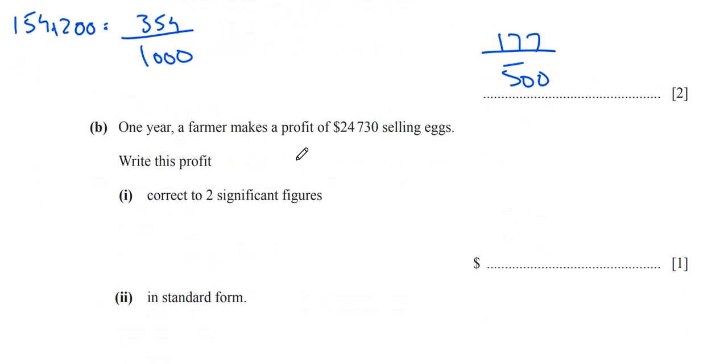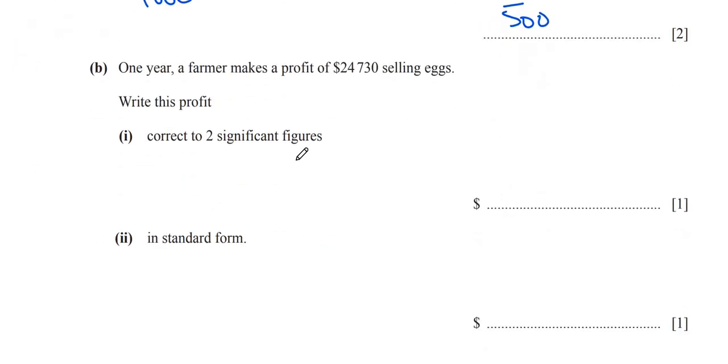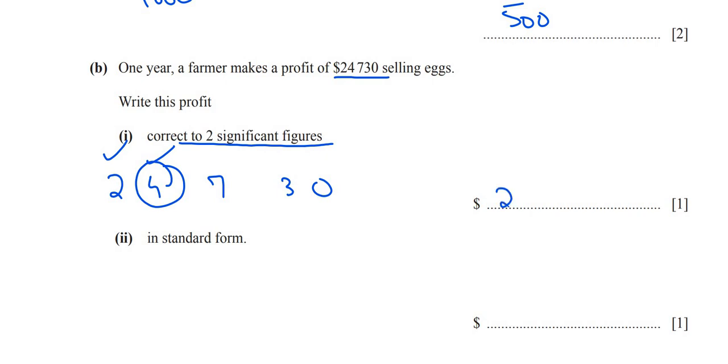So 354 divided by 1000 is 177 upon 500. Moving on to the next part, it says that one year a farmer makes a profit of 24,730 selling eggs. Write this profit correct to two significant figures. Two significant figures means the first and the second number. So you have to round off this number, so it will become 25,000. Why? Because after 4 we have 7, and since 7 is greater than 5, we will round off 4 to 5.